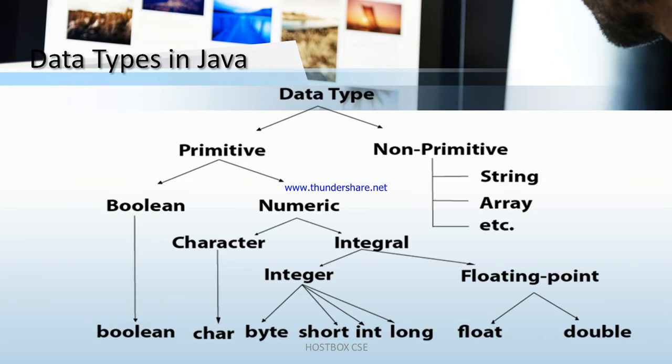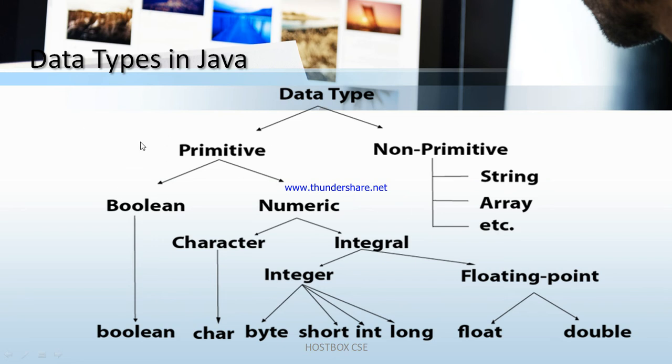Next, very important: data types in Java. There are two types of data types supported by Java, primitive and non-primitive. Primitive, you can say, are data types like boolean. There are 8 in total: boolean, and numeric, where numeric is again classified into character and integral. The integral is classified into integer and floating point, where integer is again classified into byte, short, int, long, and floating point is classified into float and double. Here character has character, boolean has boolean. And non-primitive, there are many non-primitive data types. The important ones are strings, arrays, etc.